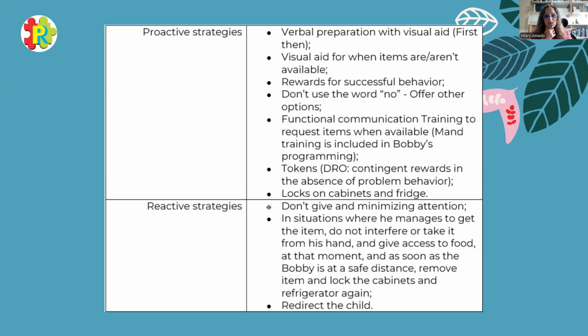Reactive strategies. Here is a list of strategies that we put in place when that behavior has begun. So when we have moments of this tantrum behavior for access, we're not going to give, or at least we're going to minimize, attention. In a situation where Bobby manages to get an item, don't interfere or take it from his hand. We're going to give access to the food at that moment, but as soon as Bobby is at a safe distance away, we're going to remove that item and lock the cabinets and the refrigerator again. We're also going to redirect that child.